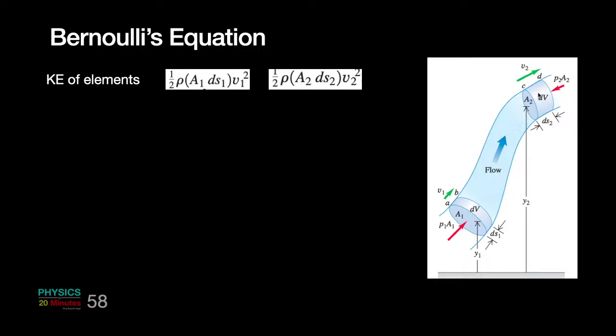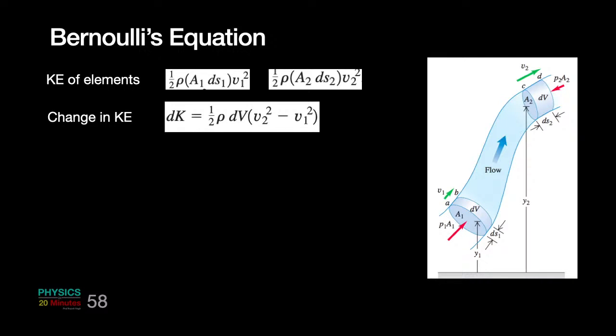When the element reaches here, the velocity becomes V2. So the kinetic energy will become half rho A2 ds2 V2 square. So what is the change in kinetic energy? Simple, I can take the final kinetic energy and subtract the initial kinetic energy. There I know that A1 ds1 or A2 ds2 is my dV. So I can substitute dV, which will come out from both the terms. Rho is common, 1 by 2 is common. The only thing left is V2 square minus V1 square. So that is my change in kinetic energy.